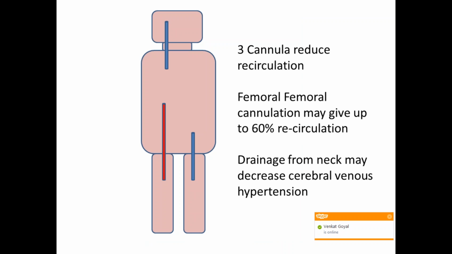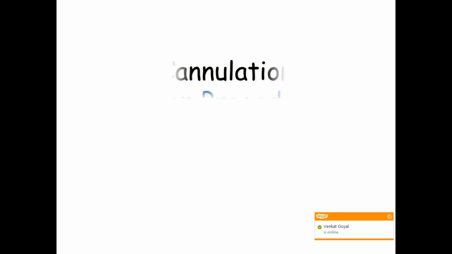And suppose you want to do a VA ECMO, because of recirculation, three cannulas are required. You drain from the superior vena cava, you drain from the inferior vena cava, and you return back to the RA, so that the chance of recirculation will be minimized.